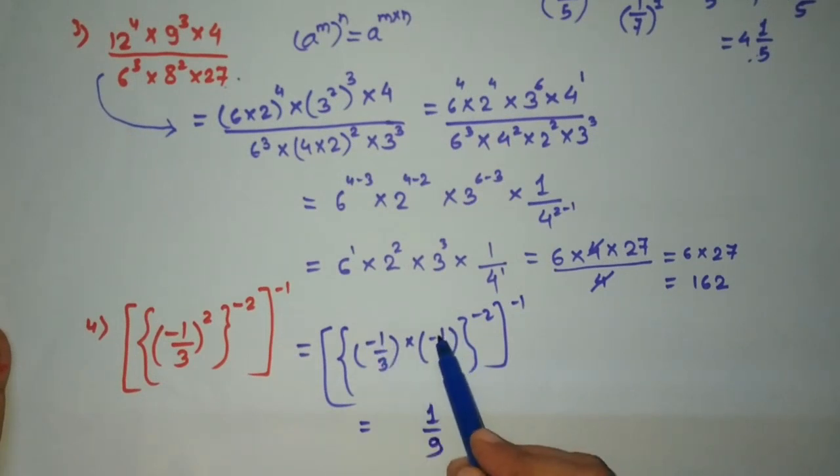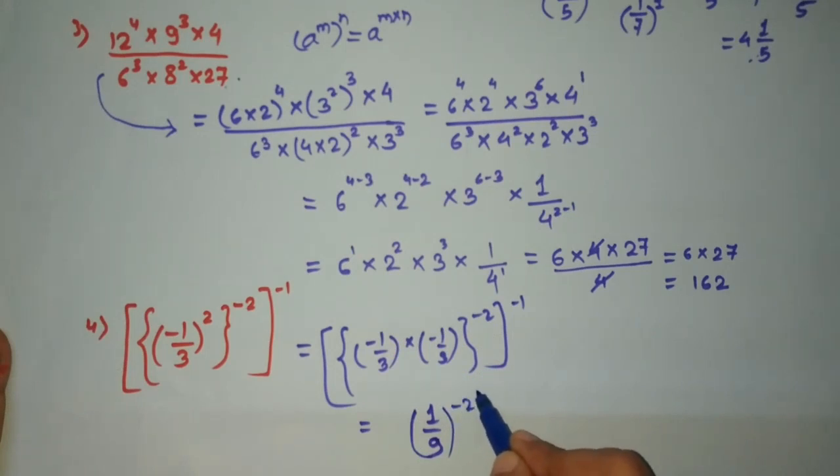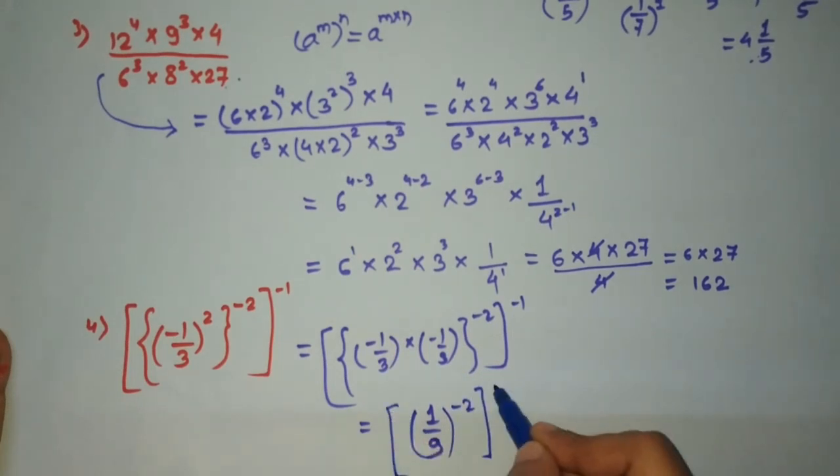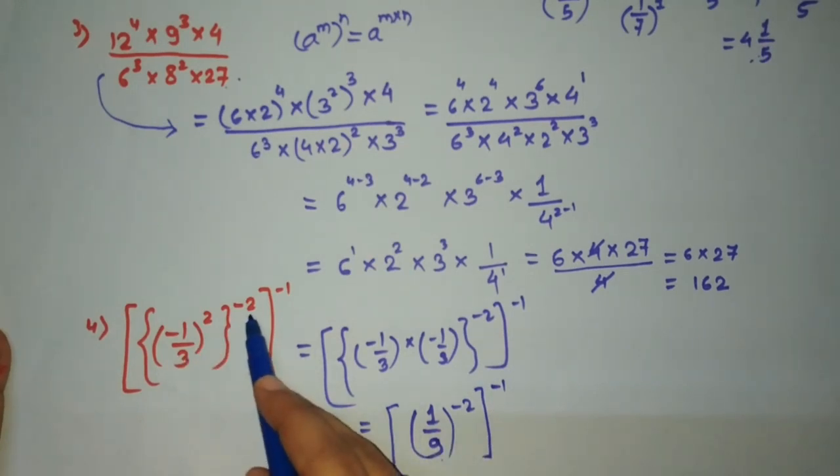Friends, 1 ones are 1, and negative times negative is positive. So 1 by 9, and to the power we are having -2, and that to the power we are having -1. Inside we have solved it, that is 1/9, and now the power is -2 into -1.